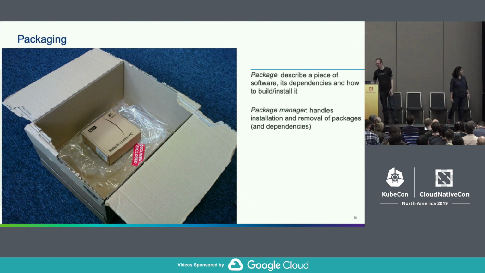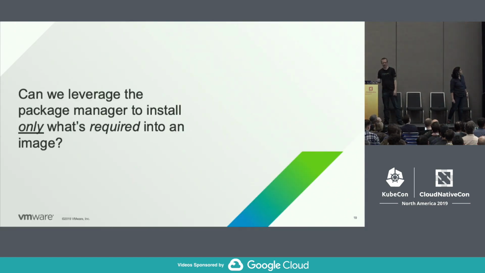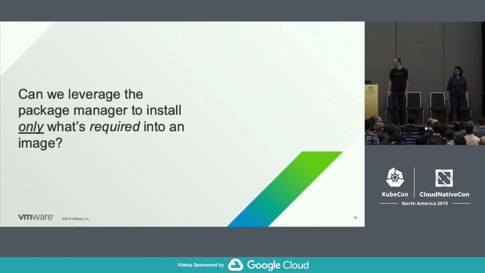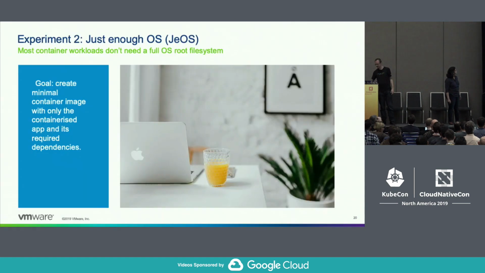And the way I've described this probably gives away our next idea: can we leverage the package manager to install only what's required into an image? So instead of doing this operating system up thing where we are shipping an entire operating system image in our containers, can we do an app first thing and start with the application and just install its dependencies into the container image?